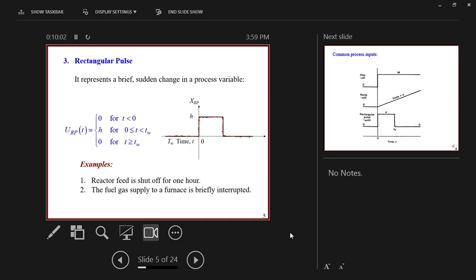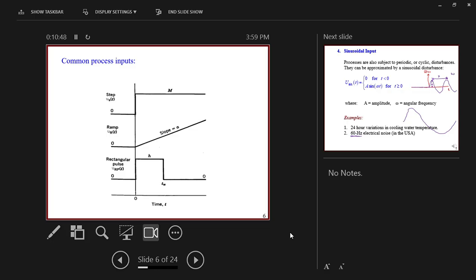pulse. Mathematically, this is represented as 0 for time less than 0 and time greater than tw. tw is this point. And in between 0 and tw, its value is H. Examples of such inputs: the reactor feed is shut off for 1 hour. So see, the change here has been done for a specific period of time, 1 hour. The fuel gas supply to a furnace is briefly interrupted. Briefly, which means limited amount of time. So these are examples of rectangular pulses.